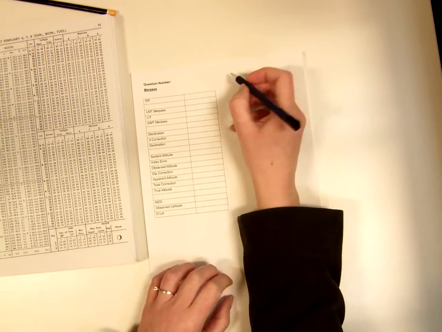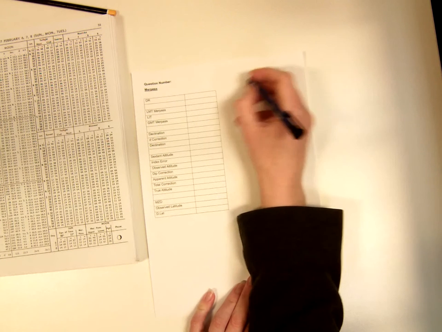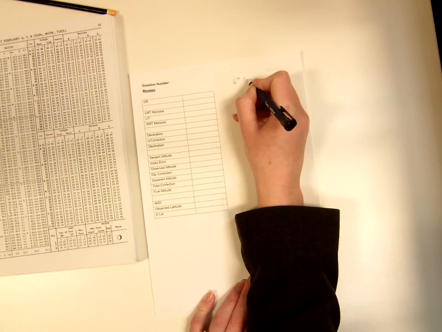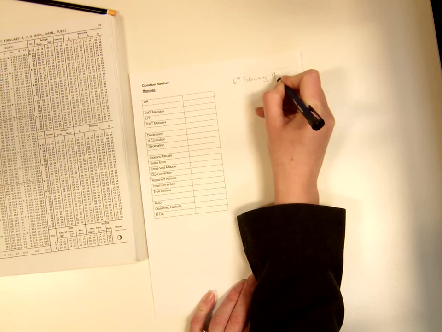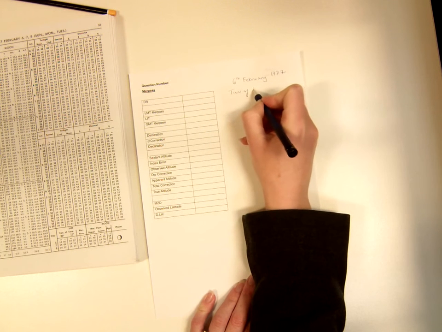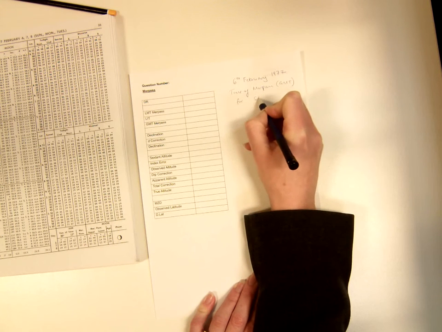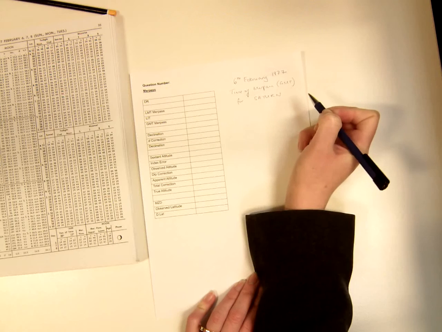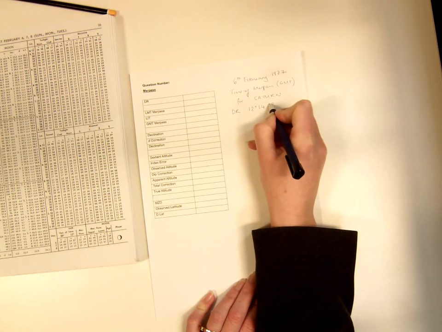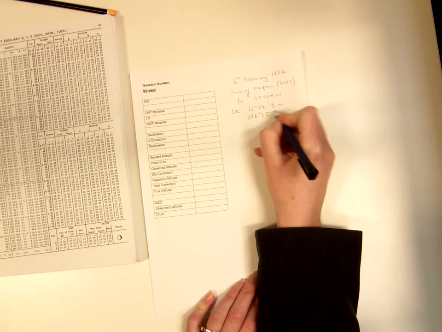In this case, we're going to be finding the GMT of meridional passage of the planet Saturn. And the date we're going to be looking for is the 6th of February. And we want the time of merpass. It's going to be GMT for Saturn. Our DR in this case is 12 degrees 14.8 north and 016 degrees 10.7 west.